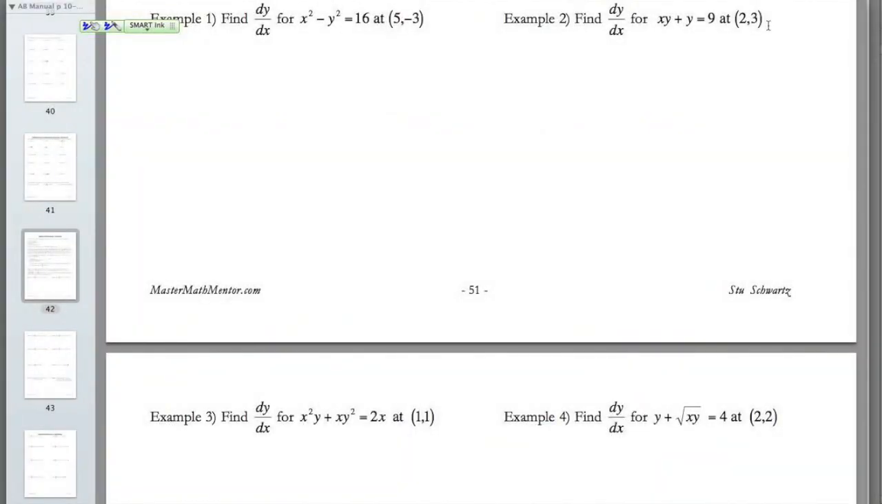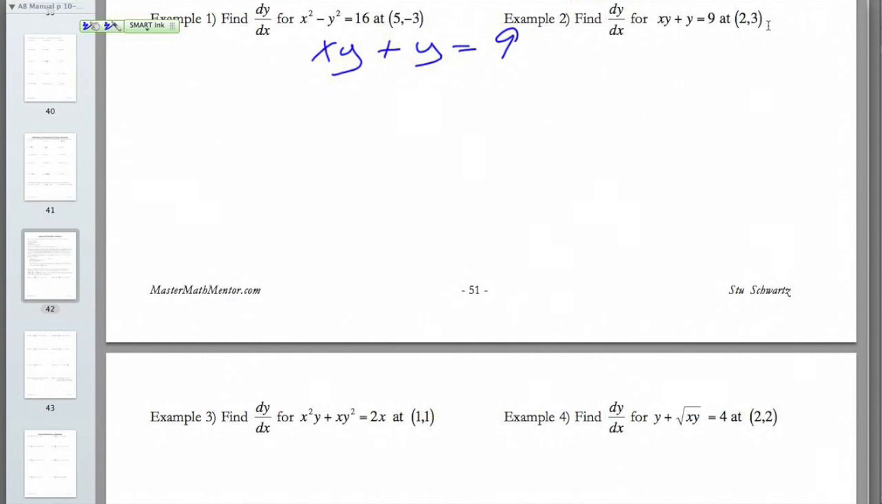The next one is xy plus y equals 9. I'll write it bigger. So we would get it wrong if we got y by itself and then did another rule. You can't get y by itself. A lot of these you won't be able to get y by itself. This one, you can get y by itself, but some of them, like on number 4 down there, you can't get y by itself. So that's why you've got to do implicit differentiation.